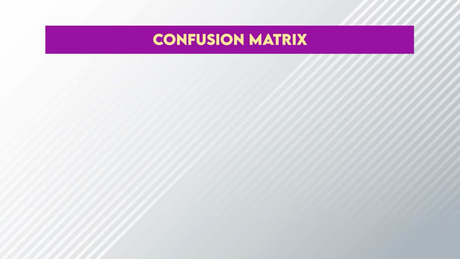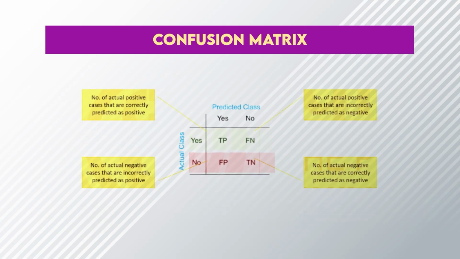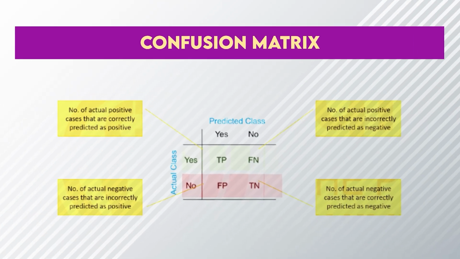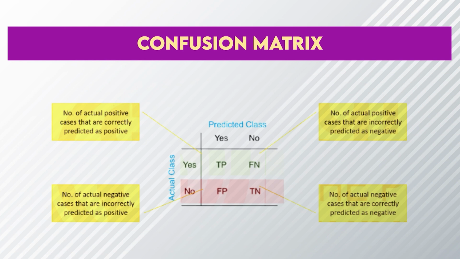So confusion matrix, keep that in mind. I'm again showing you an example of a confusion matrix. On the row side it will always be written as the actual class, and the predicted class will be written on the column side. Wherever yes and yes is written, this is referred to as a true positive, or TP.